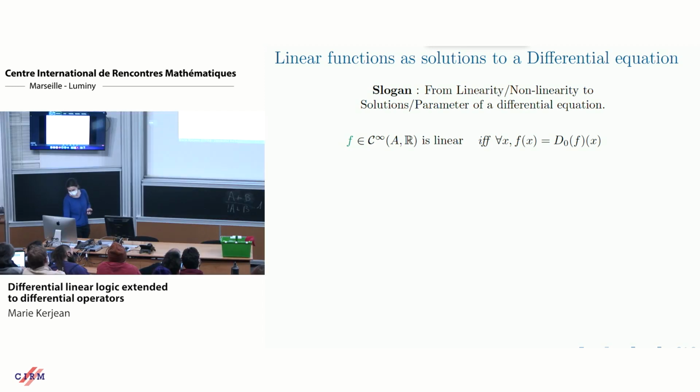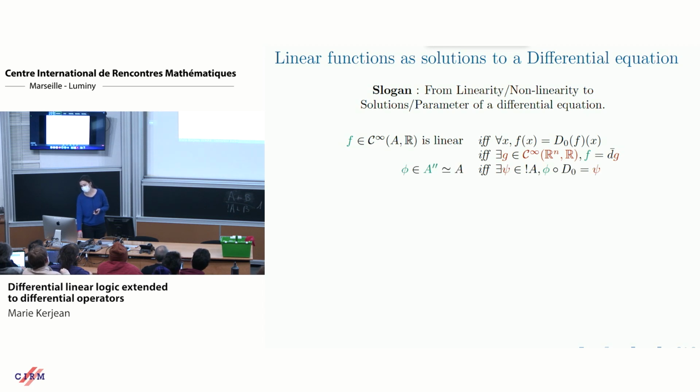Great, it's even a bit stronger, because to be linear, it's enough to be the differential of something. If I am the differential of something, then I'm linear. And if I'm linear, then I'm my own differential. So I am the differential of something.